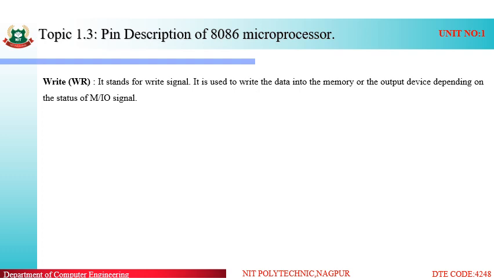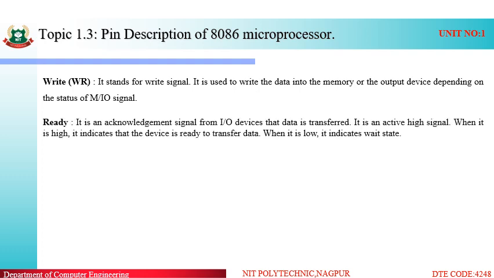If M/IO bar is 0, that means it is an input output related operation. So the M/IO bar signal is used in combination with the RD bar and WR bar signals. Read bar is used to read, write bar is used to write. So when we need to perform a memory read operation, which signals will be activated? Memory means M equals 1, because M is an active high signal, and we have to perform the read operation. Read bar is an active low signal, so 1 0 will mean a memory read operation.